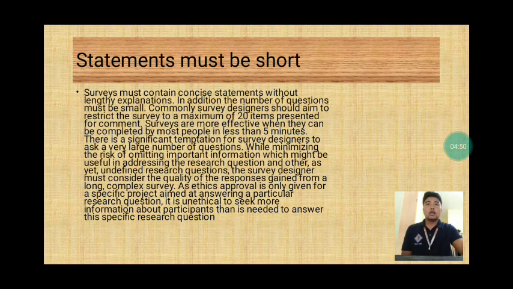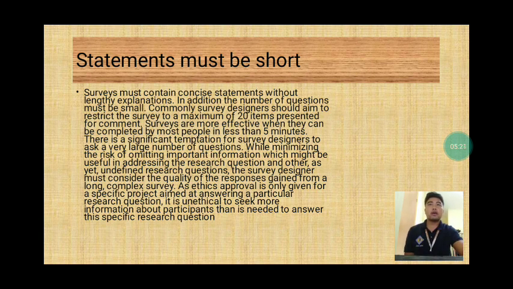So statements must be short. So survey must contain concise statement without lengthy explanation. In addition, the number of questions must be small. Commonly, survey designers should aim to restrict the survey to a maximum of 20 items presented for comments. Surveys are more effective when they can be completed by most people in less than 5 minutes.